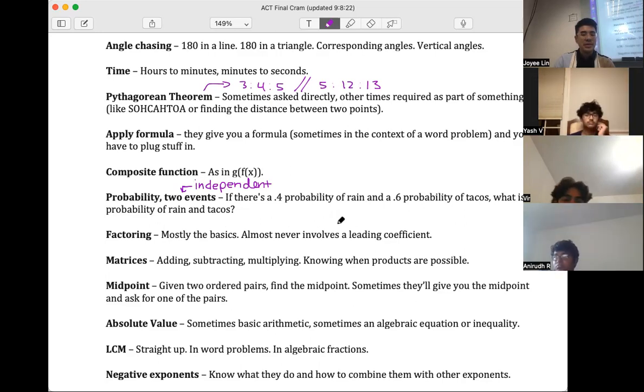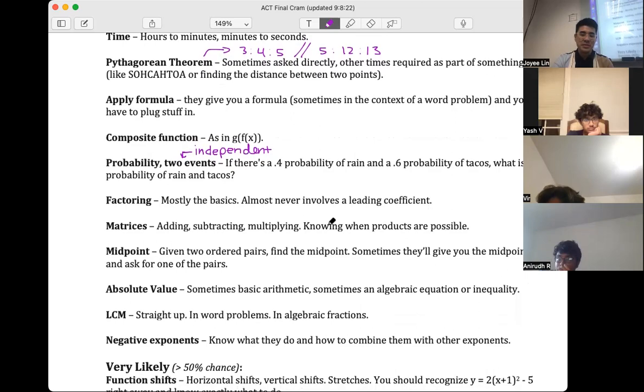Not rain and tacos, because I think people eat more tacos when it's raining. Or less, maybe. There's so many taco stands outside. So less tacos when it's raining, fewer tacos.